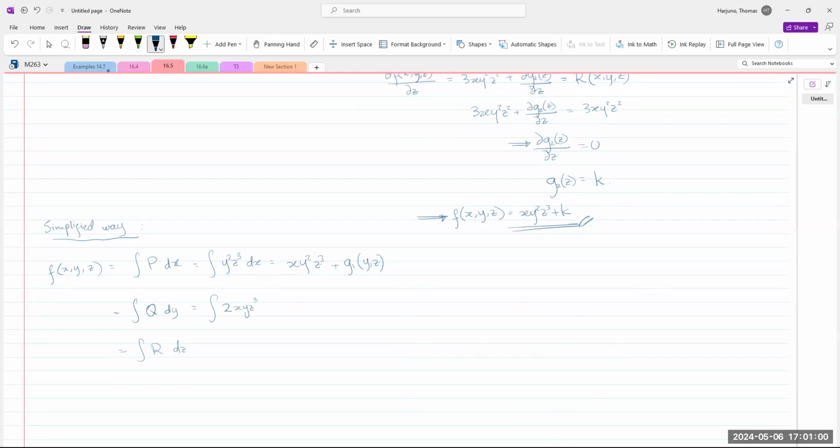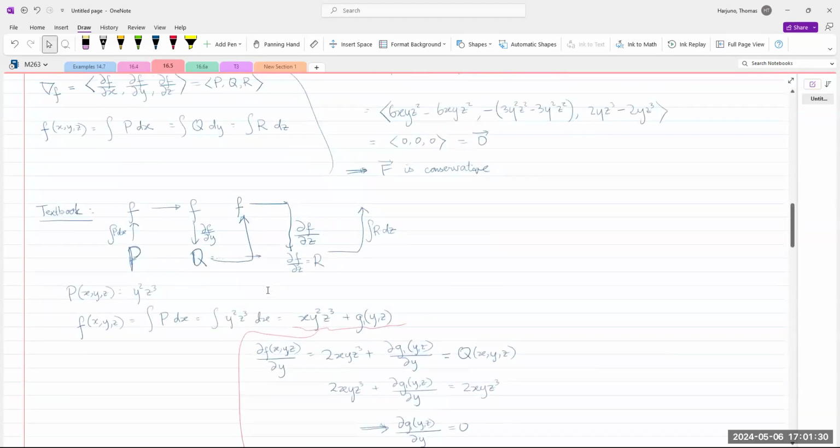2xyz cubed dy, that will give us x y squared c cubed plus a function dependent on x and c. Okay, I want to make sure that this g1, g2 here is not misunderstood as the same g1, g2 we have earlier. So let's call this h1 and h2 instead.